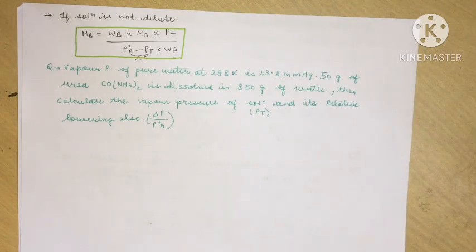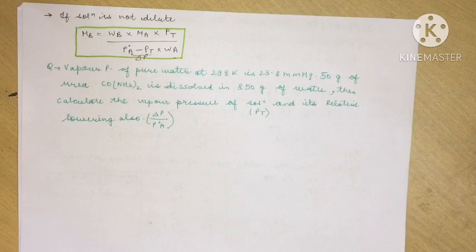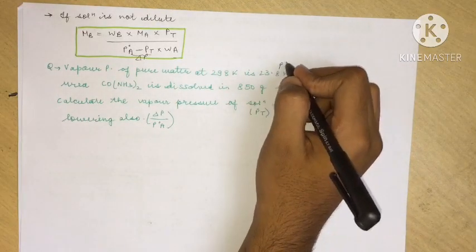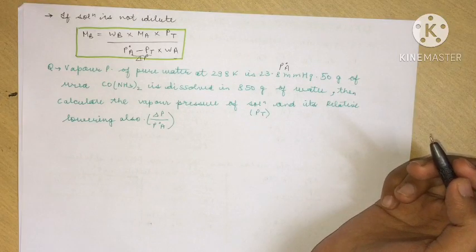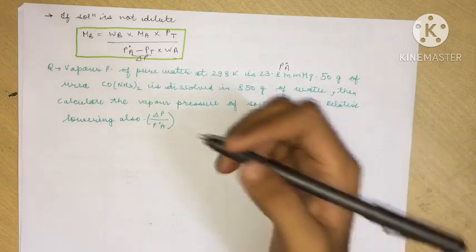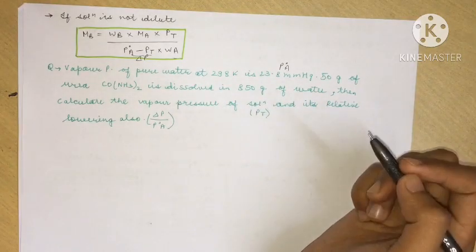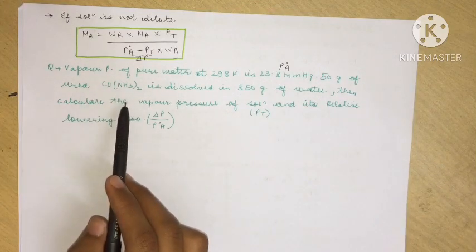Vapor pressure of the pure water at 298 Kelvin is 23.8 mm Hg. So this is the vapor pressure of pure water. Water is a solvent, so it will be P naught A. 50 gram of urea, that is CONH2 whole twice, is dissolved in 850 gram of water. Then calculate the vapor pressure of solution and its relative lowering.